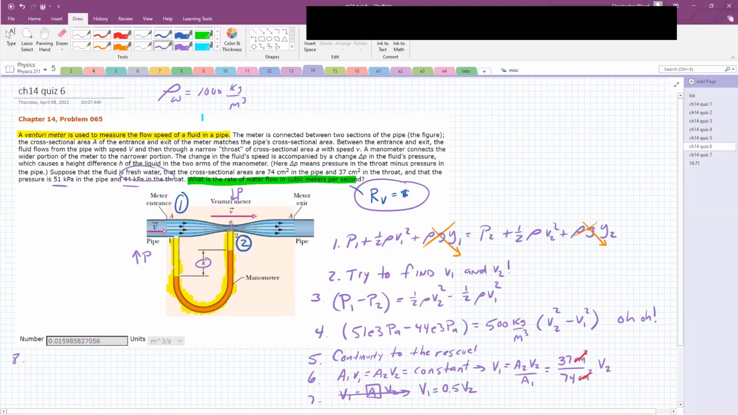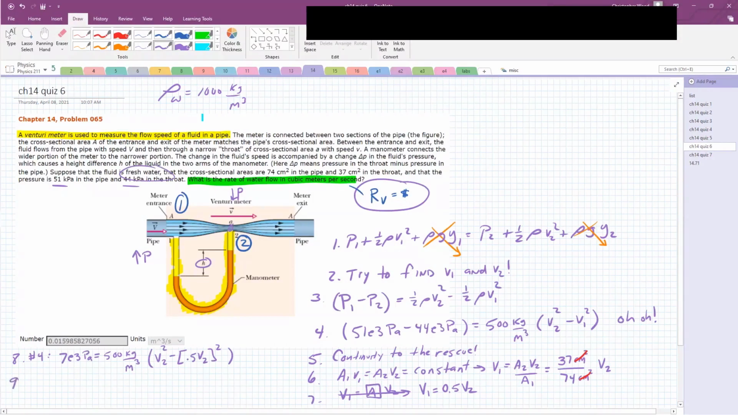So number 8, I'm going to go back to number 4. Here's my new number 4. 51 minus 44 is 7, so I have 7 times 10 to the third pascals, 7,000 pascals, equals 500 kilograms per cubic meter times V2 squared minus V1 squared. And V1 would be 0.5 V2, squared. So that is my new number 4.